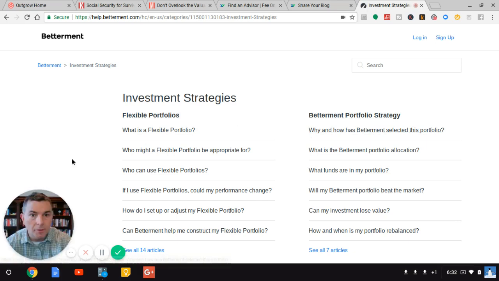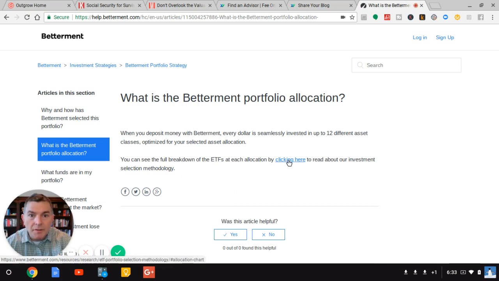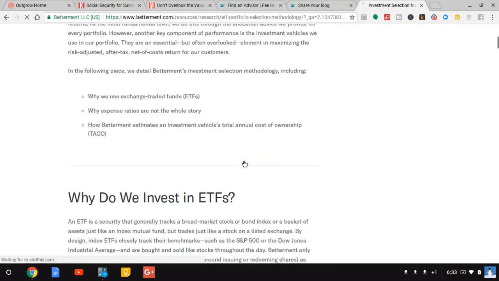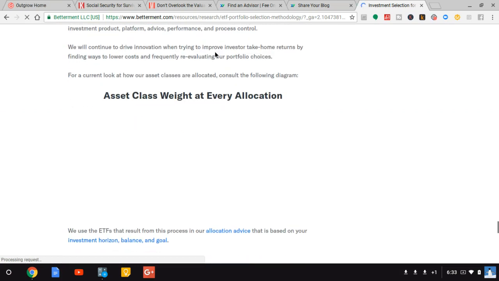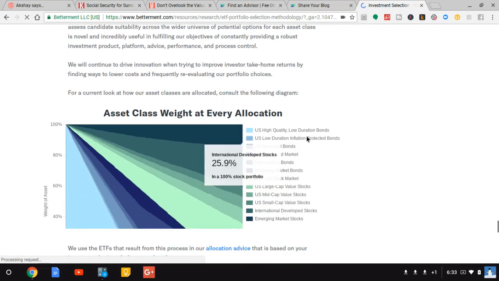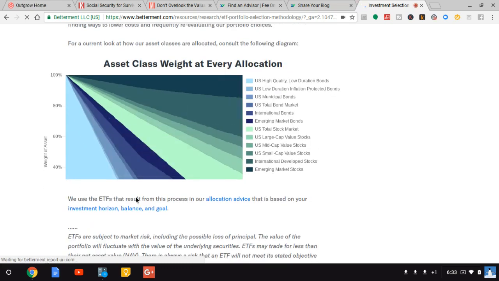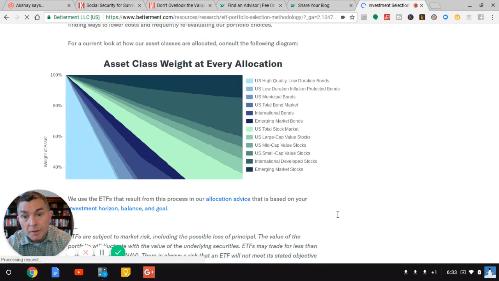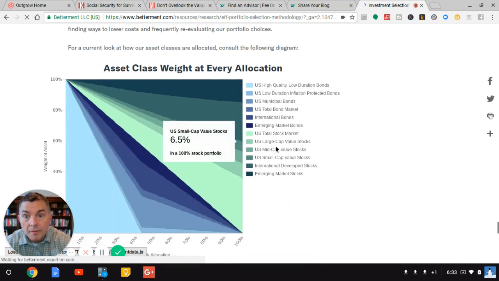Okay, here we go. What is the Betterment portfolio allocation? Okay. See the breakdown of ETFs at each allocation. All right, cool. Sweet. I knew that they had something like this in the past. So, asset class weight at every allocation. All right. So basically weighted assets. We use ETFs as a result from this process in our allocation. Yeah, it's hard to follow there, isn't it?